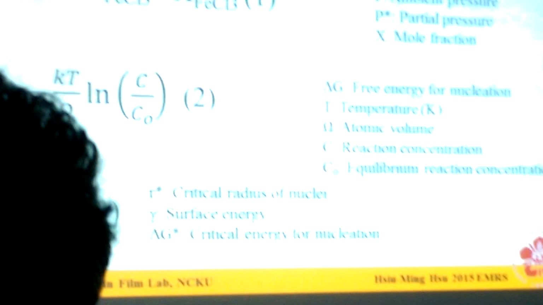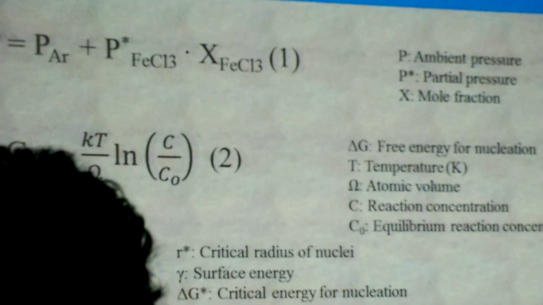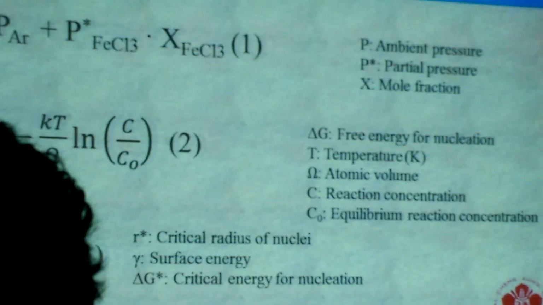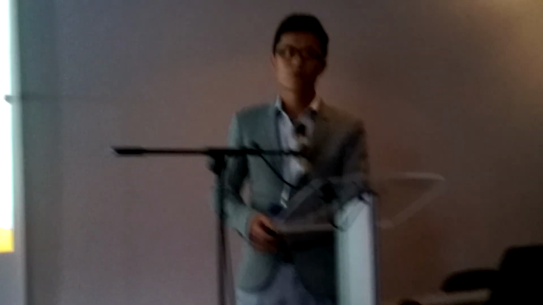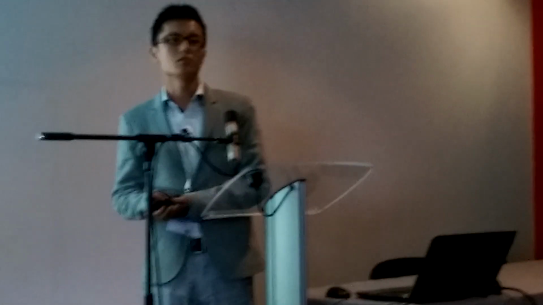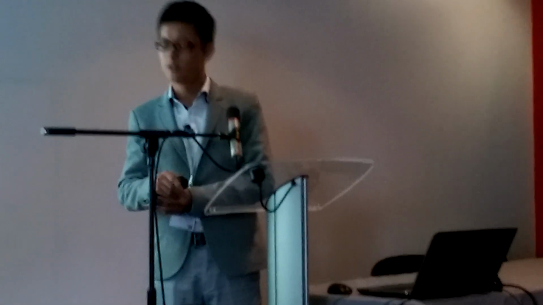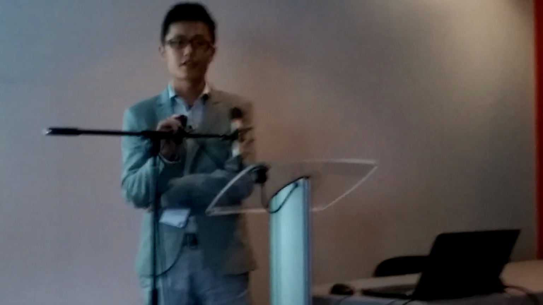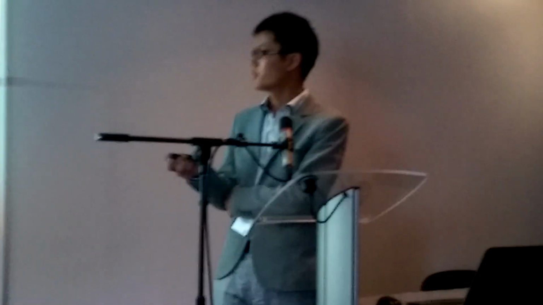It is shown here, and equation 1 indicates that the ambient pressure in the furnace tube was determined by the partial pressures of argon and iron chloride. When we raise the ambient pressure, we raise the quantity of argon. By raising the quantity of argon, we increase the ambient pressure, which makes the concentration of iron chloride decrease.